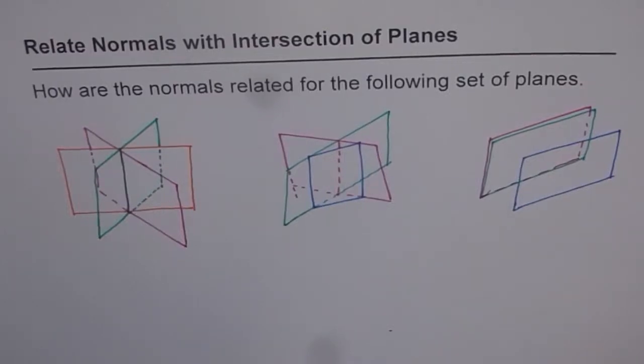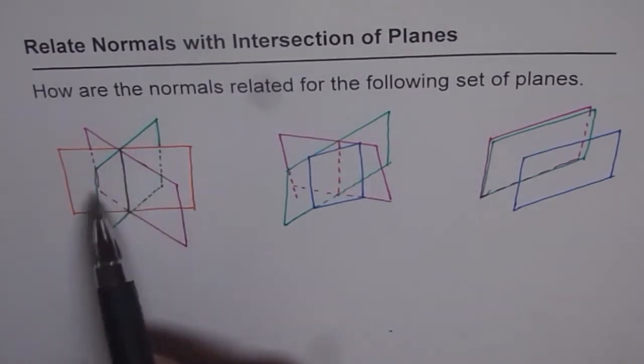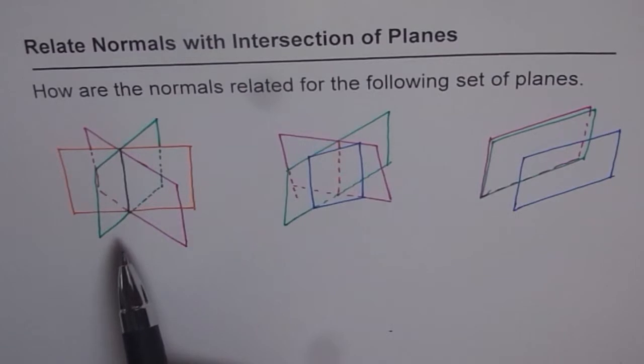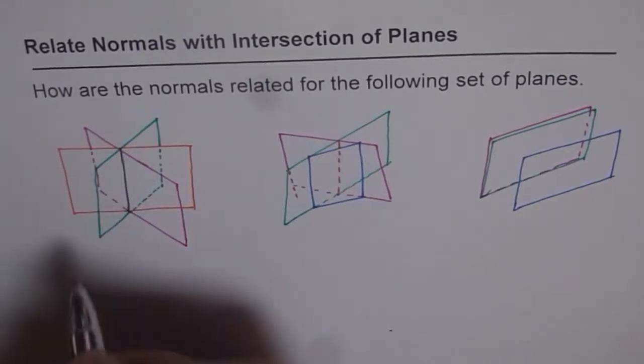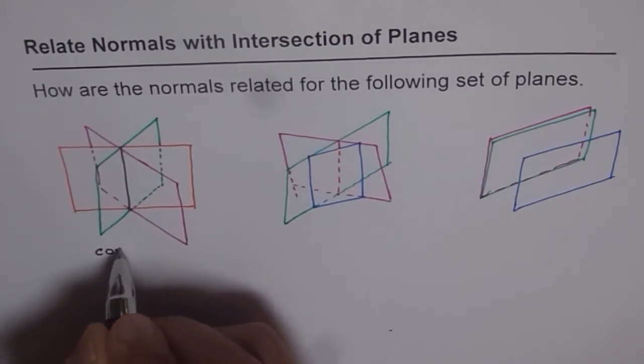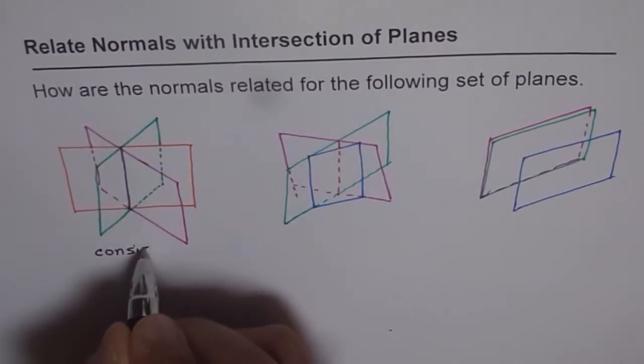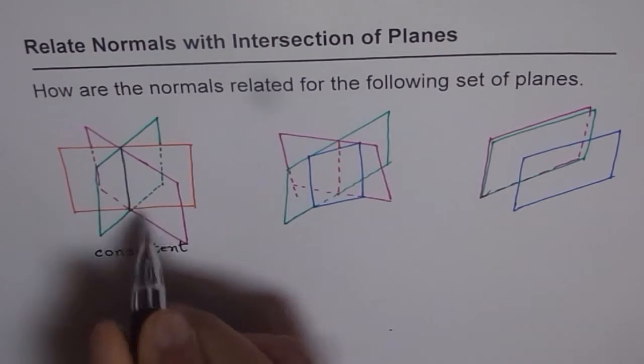Here is a communication question, and let's try to understand and analyze how intersecting planes and their normals are related. We have three different scenarios here. The first one is three different planes intersecting in a line. They are all intersecting in one line. So this is consistent, and it has a unique solution.